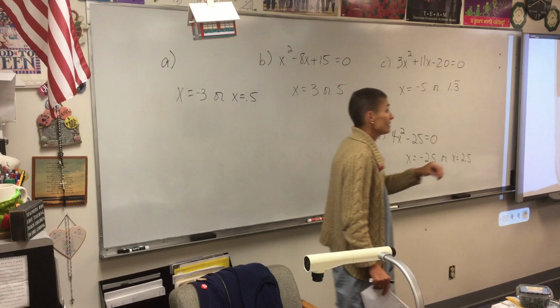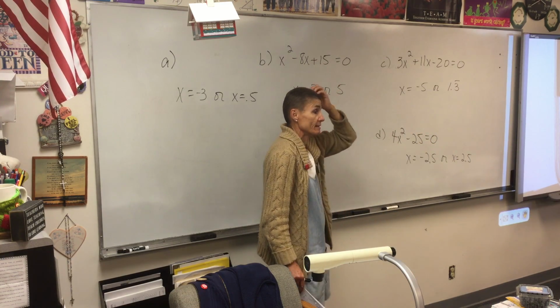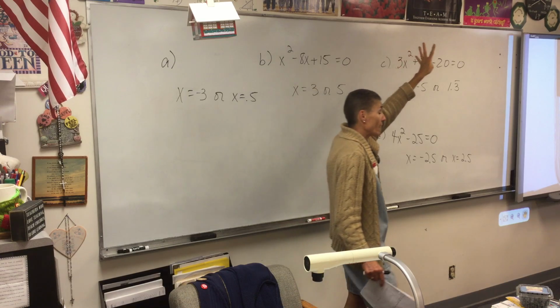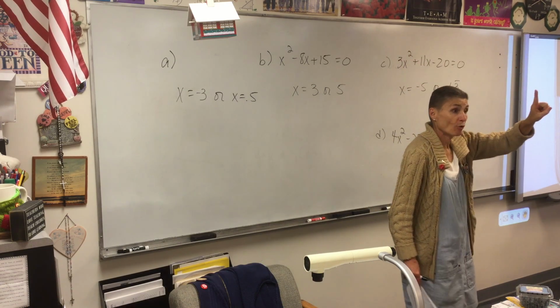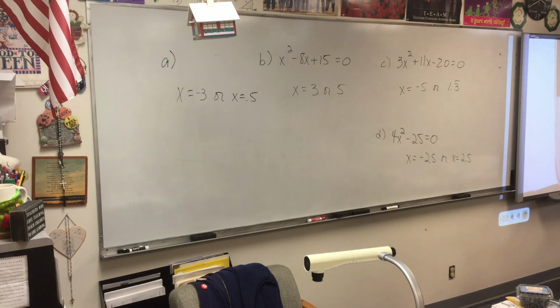Today's lesson is all about solving equations that have squares in them. There are four ways we're going to have to do that. One is graphing. What did I tell you about a squared equation? When you graph it, you will get what shape? A parabola. You will look for what on your graph? Two places where you're crossing the x-axis.